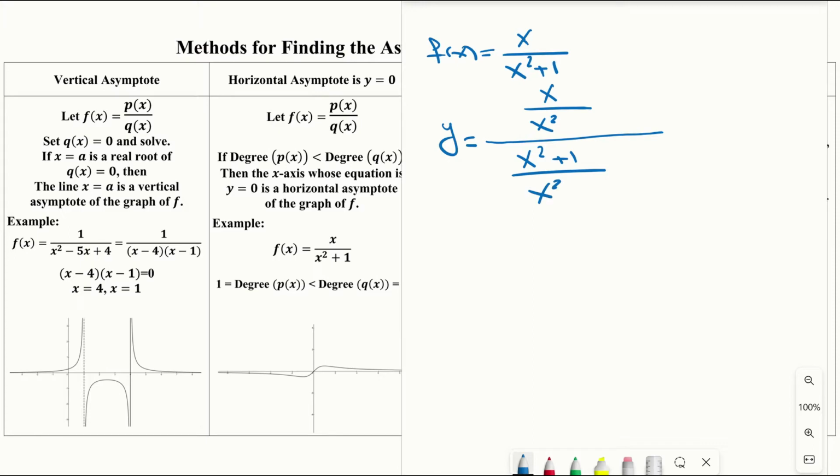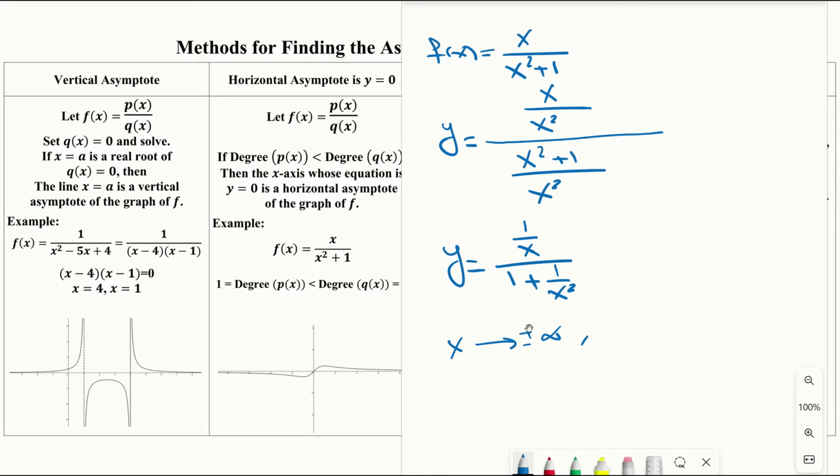Okay, so notice we end up with y equals, on the top, we get 1 over x after simplification, and down below these split up and we end up with x squared over x squared, which is 1 plus 1 over x squared. So now let's consider what happens as x approaches either positive or negative infinity. It makes no difference. The same thing is going to happen in both cases.